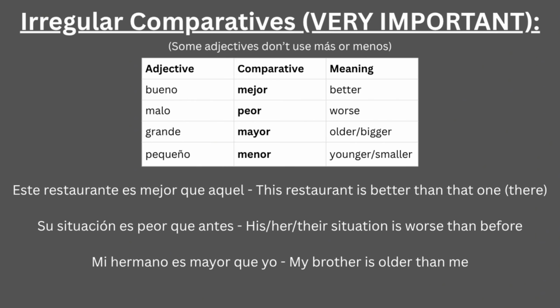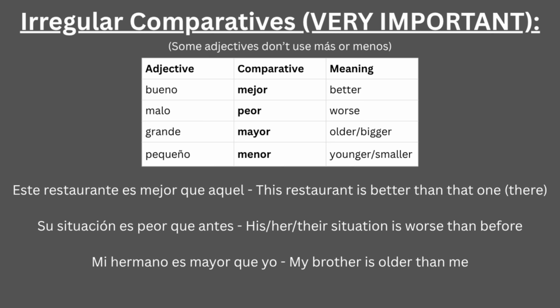Some examples are: este restaurante es mejor que aquel. Su situación es peor que antes. Mi hermano es mayor que yo.